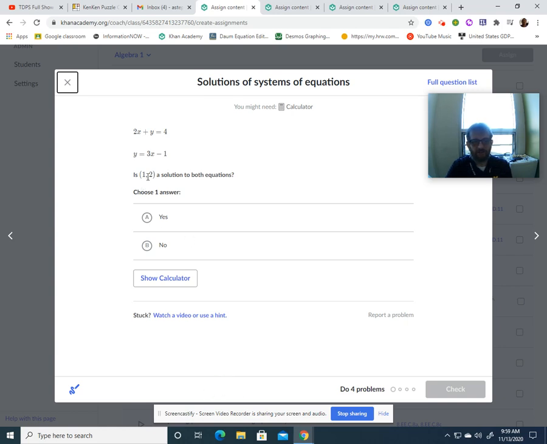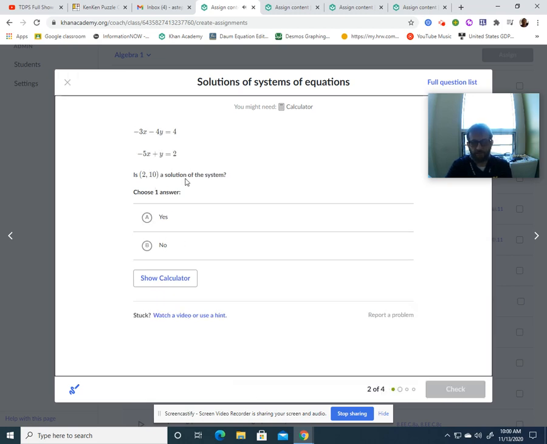All right, it says, is (1, 2) a solution to both equations? This is really straightforward. You just plug it in. Does this make this true? That's the x, that's the y. 2 times 1 is 2, that's a 2. 2 plus 2 is 4. Here, 3 times 1 is 3, minus 1 is 2. It gives me out the 2. Yes, it works for both of them.